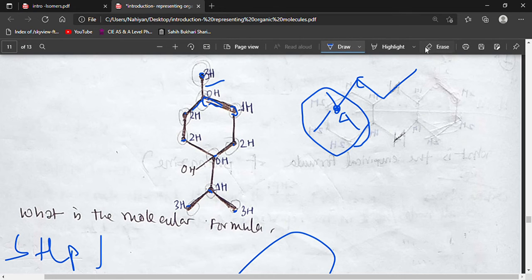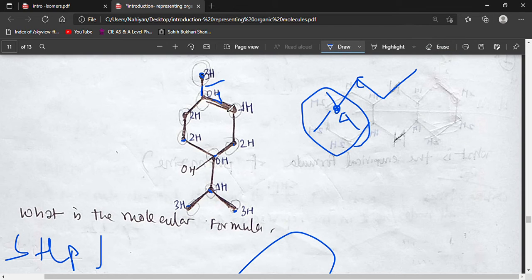So let me just erase it and do it again. So this carbon has 1, 2, and 2 double bonds. So it has 4 bonds already, so it cannot have further bonds. So it has 0 hydrogen. This is not an OH, by the way. This means a 0 hydrogen in blue. So this is a 0. I mean there are no hydrogens at all.